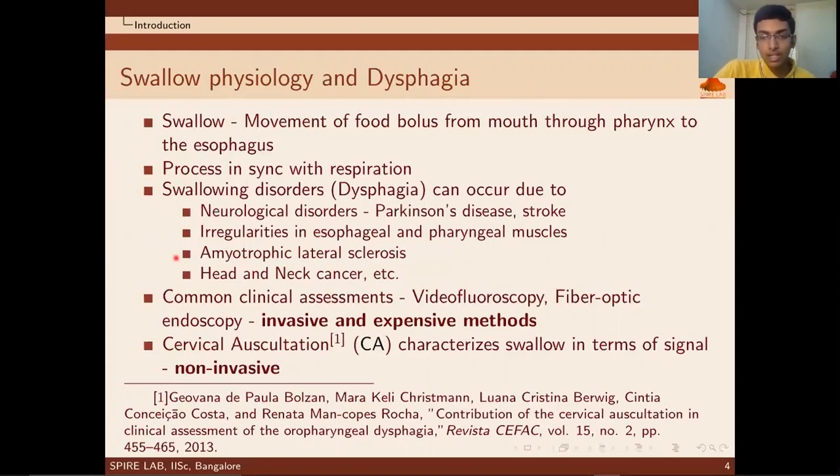Swallowing disorders, generally termed as dysphagia, have been found to occur in patients who have ailments like Parkinson's disease, muscular irregularities in the esophageal and pharyngeal regions, amyotrophic lateral sclerosis, head and neck cancer, etc. Screening tests by speech pathologists serve as a common ground for further evaluations on dysphagia. Common clinical swallow assessments include methods like video fluoroscopy, fiber optic endoscopy, surface EMG, cervical auscultation, and sometimes ultrasonography. Among these methods, cervical auscultation is non-invasive and poses no health hazards like exposure to harmful radiation, and is also less expensive.